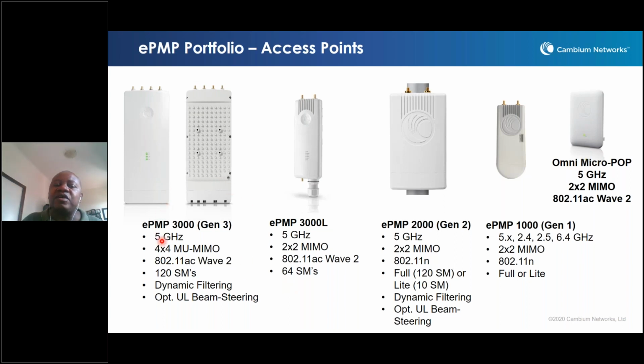And then you have the full 3000, which is a 4x4, so 4 transmitters, 4 receivers, able to handle 120 with dynamic filter on board, part of the hardware, and optional beamforming antenna. So that's the 3000 based on AC wave 2. Wave 2 is important because in AC there's wave 1 and wave 2. Only wave 2 gives you the capability to do MU-MIMO.